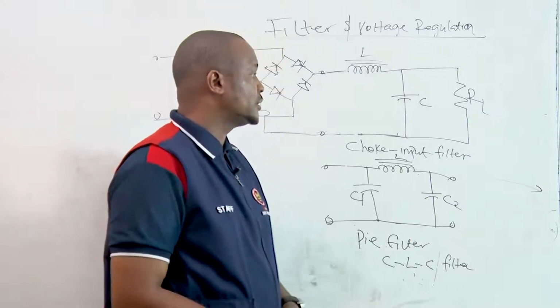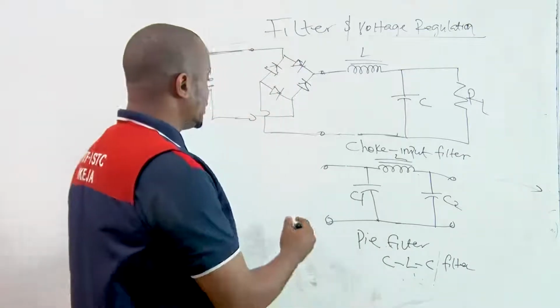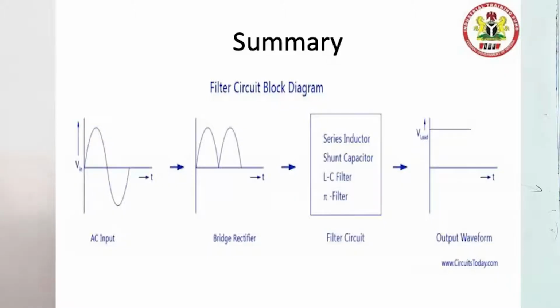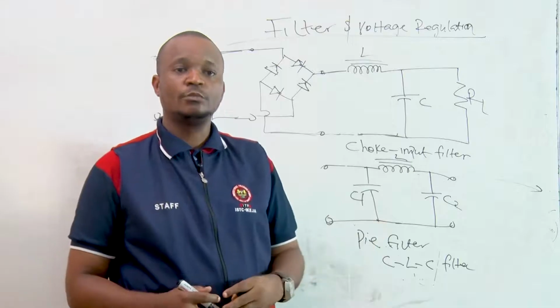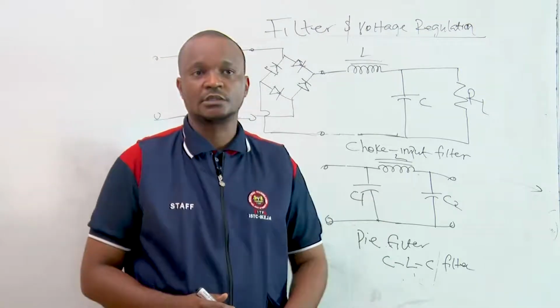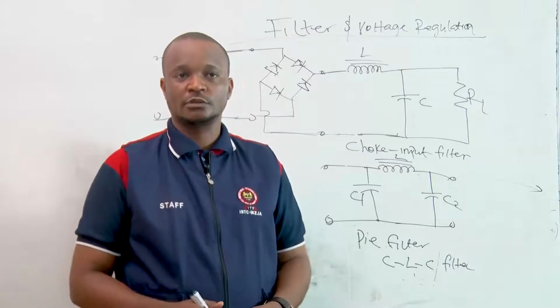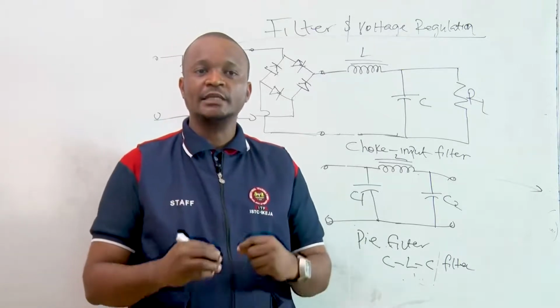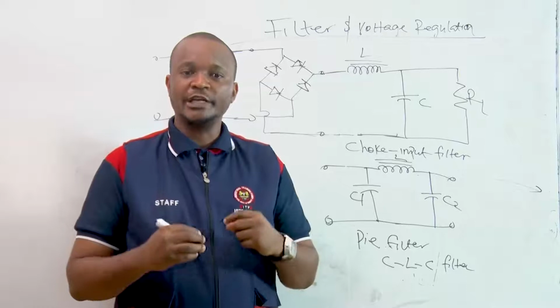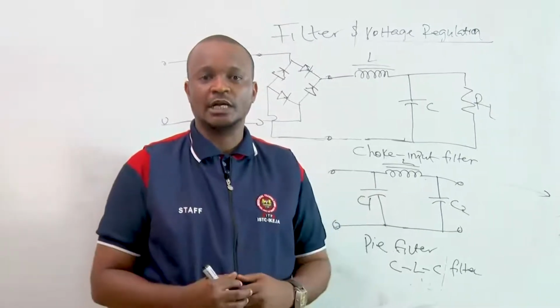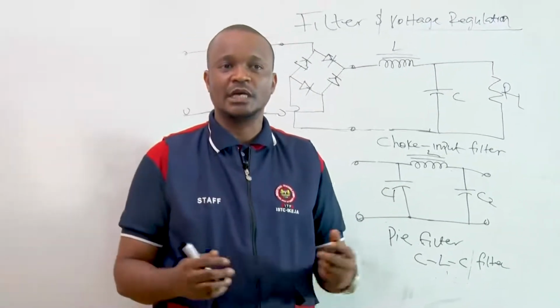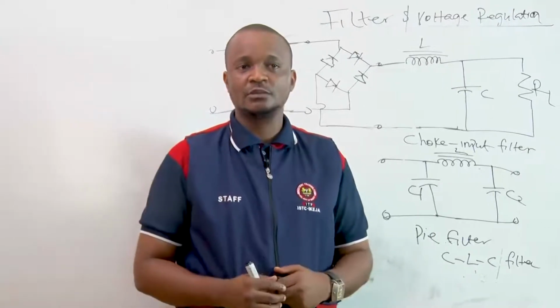So in summary, we have the block diagram, from the transformer stage to the rectifier stage, and then to the filter stage. We'll be looking at the regulation stage, which is where we make use of regulators. And one very important diode, which I promised to talk about, was the Zener Diode as a voltage regulator.